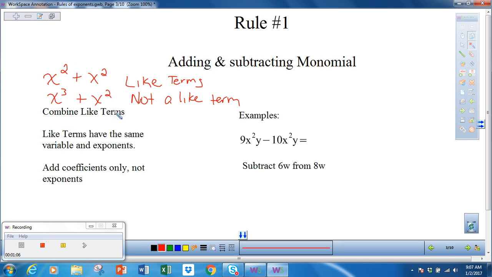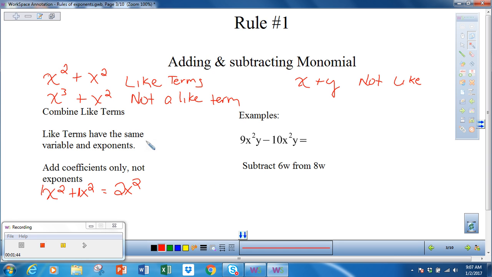And of course, x plus y are not like terms because they do not have the same variable. So it has to have the same variable and the same exponent. If that's the case, then we just combine, add or subtract the coefficients. We do not add or subtract the exponents. So for instance, in the case of x squared plus x squared, the coefficient of each of those is 1, so that would be 2x squared.